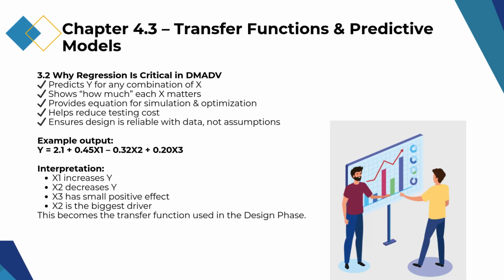This slide explains why regression is critical in the DMADV methodology. Regression predicts the output Y based on multiple inputs X and shows how much each factor affects the result. It provides a mathematical equation that can be used for simulation, optimization, and cost reduction. The example equation shows positive and negative effects of different inputs on Y. From the interpretation, x1 increases Y, x2 decreases Y, and x2 is the strongest driver. This regression equation becomes the transfer function used during the design phase.